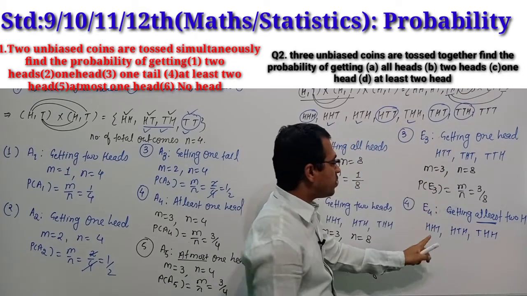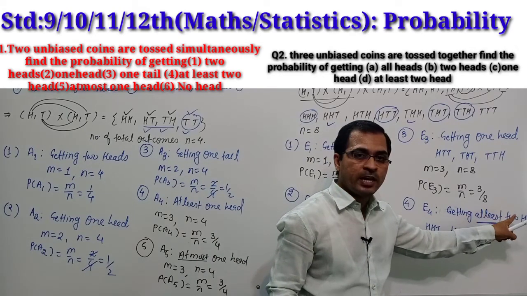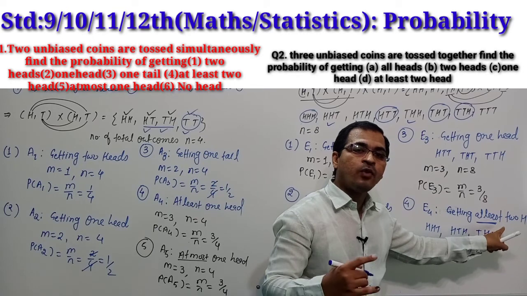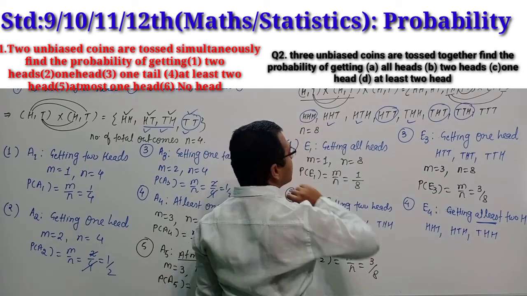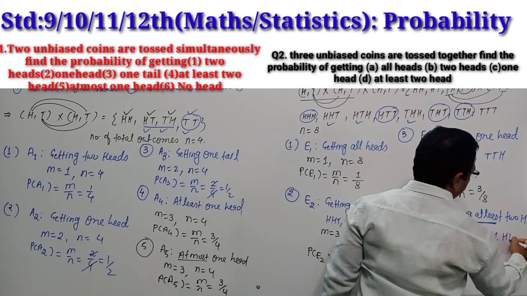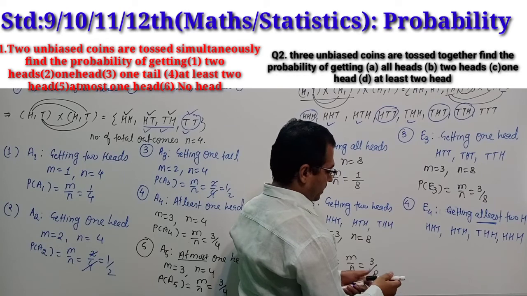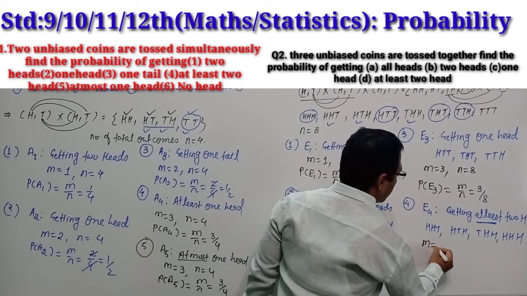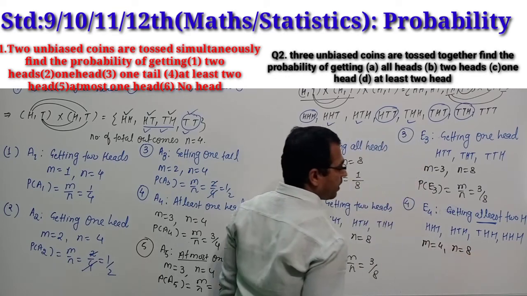In these events, students, you can see that there are two heads. But at least two heads means it will be okay if you are getting more than two heads. So this pair has three heads, triple time head. So the number of favorable events, M, is equal to 4. N is equal to the total number of events, 8.